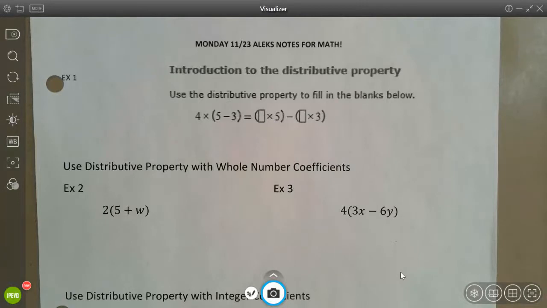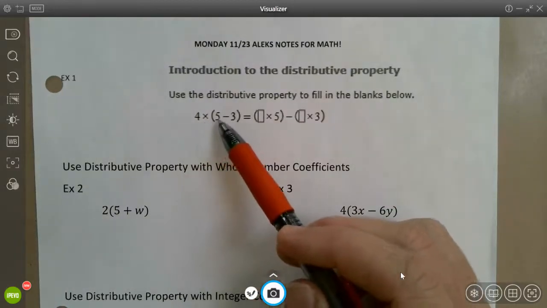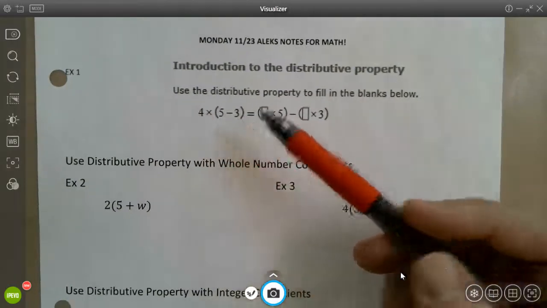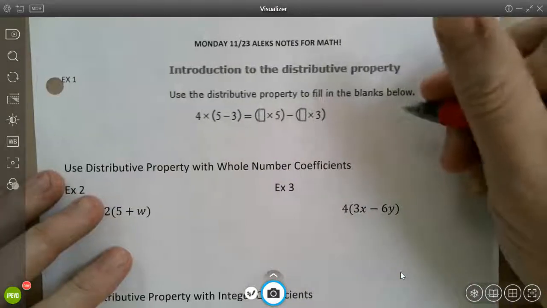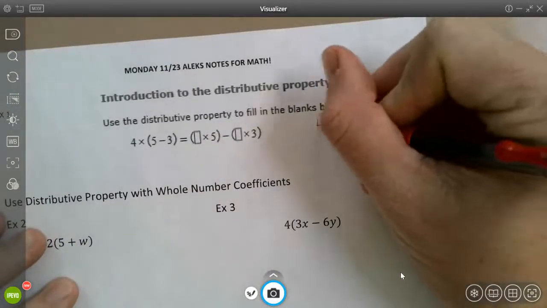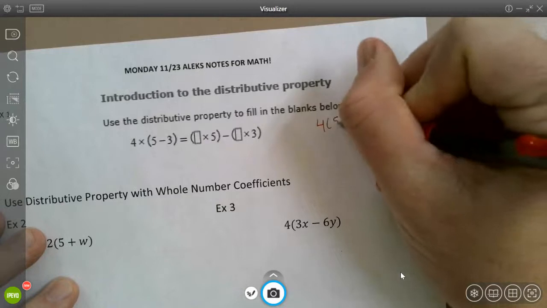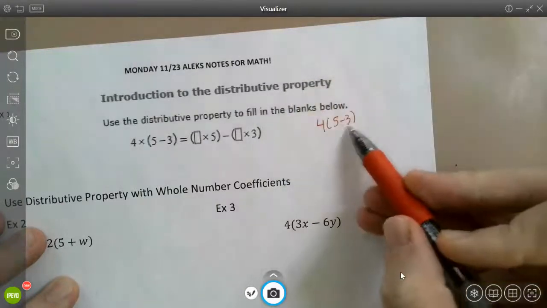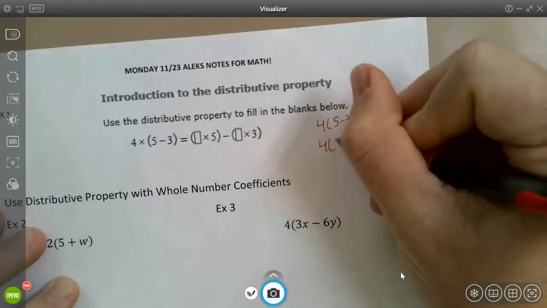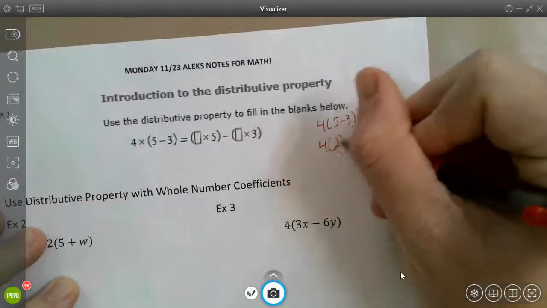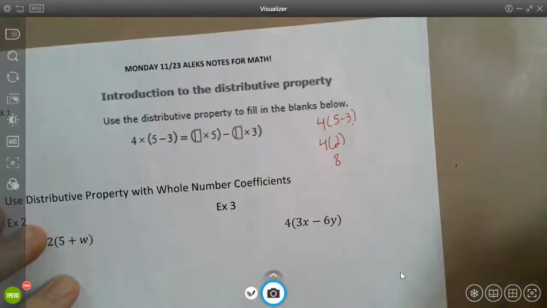So we're going to start with what's called the distributive property or expanded form, and we're left with this problem here. It says 4 times 5 minus 3, and 5 minus 3 is in parentheses. Now, I'm going to write this over here, what you would normally do. If you had 4 and you had 5 minus 3, you would normally take 5 minus 3, which is 2, and you'd take 4 times 2, which is 8. That's how you'd normally solve this.